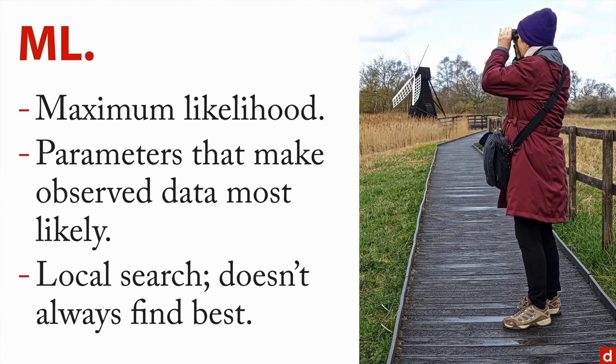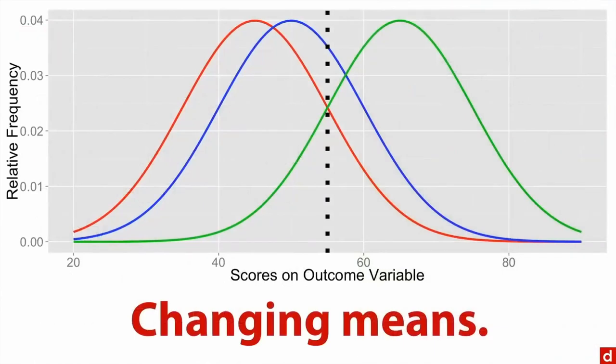Let me give a very simple example of how this works. Let's assume that we're trying to find parameters that maximize the likelihood of this dotted vertical line here at 55. And I've got three possibilities. I've got my red distribution, which is off to the left, the blue, which is a little more center, and the green, which is far to the right. And these are all identical, except they have different means. And by changing the means, you see that the one that is highest where the dotted line is the blue one. And so if the only thing we're doing is changing the mean and we're looking at these three distributions, then the blue one is the one that has the maximum likelihood for this particular parameter.